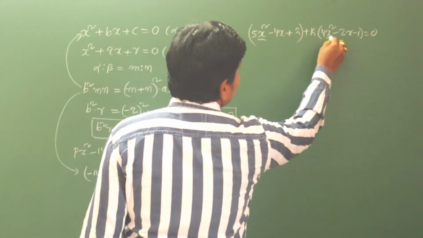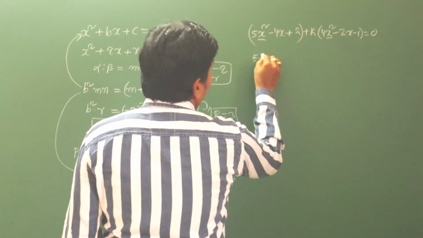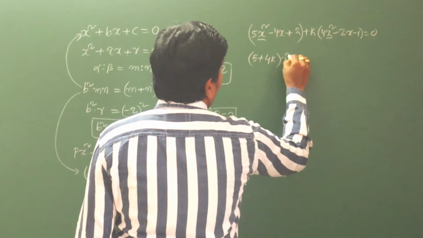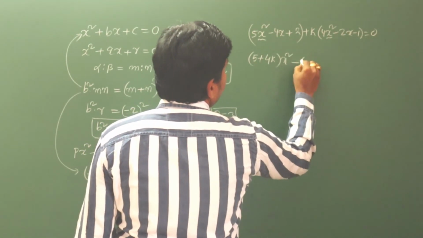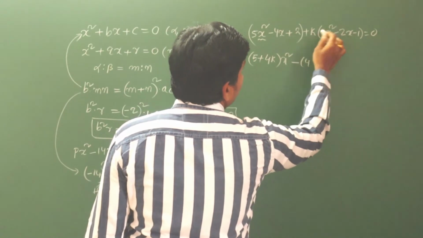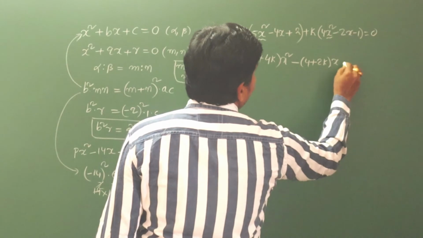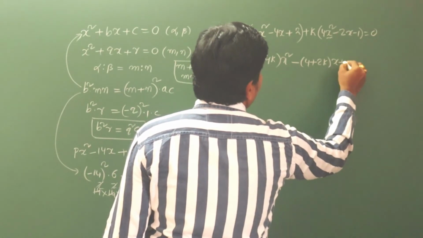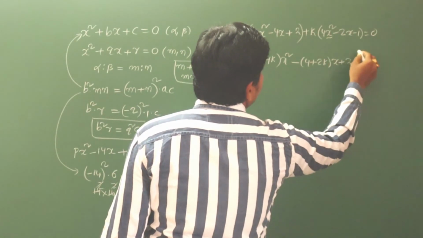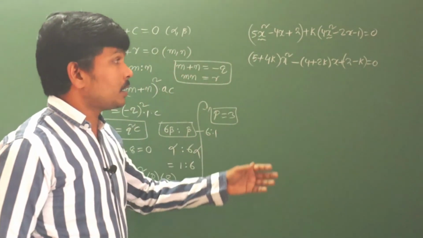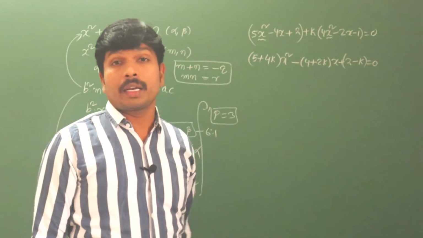What are the x square terms? 5 plus 4k into x square. Next, minus 4 minus 2k, that is, minus (4 plus 2k) into x. What is the constant value? 2 minus k equal to 0. Now it is in the general form of the quadratic equation.